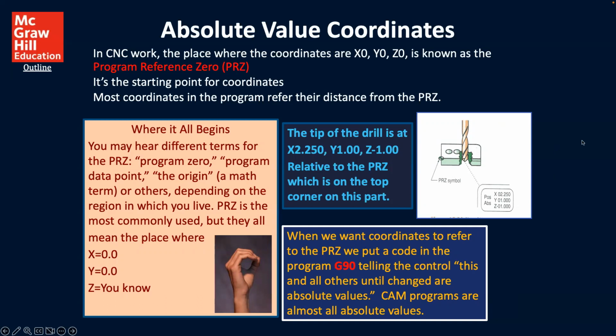So the tip of the drill is at x2.25, y1.00, and z minus 1.00 relative to PRZ, which is on top of the corner of the part. So you can be thinking about that, but here we're starting to get some ideas of when we start to put these things together. When we want coordinates to refer to the PRZ, we put a code in the program. G90 tells the control this and all others until changed are absolute values. CAM programs are almost all absolute values.